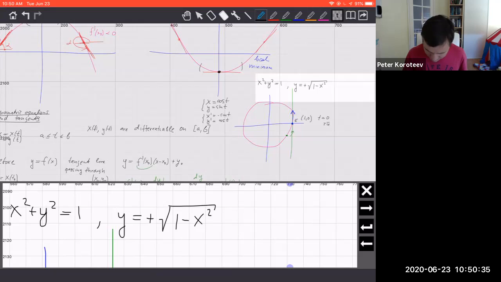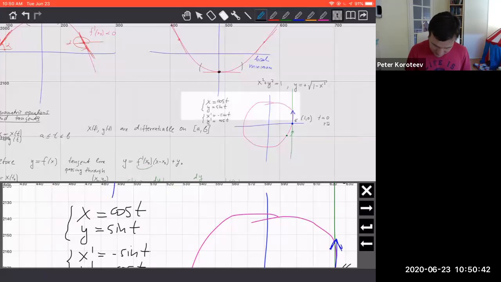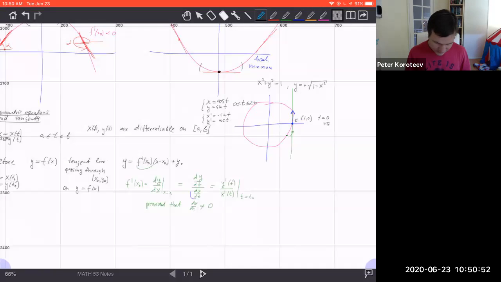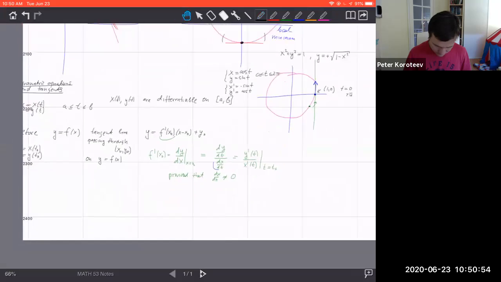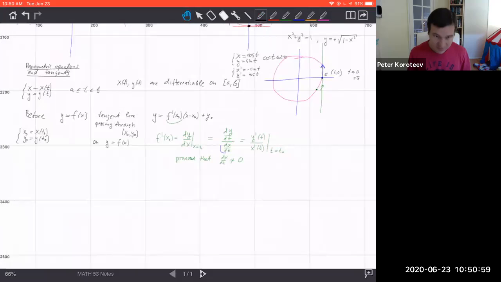Yeah, that is correct. So I wrote here 2 pi, because remember, we define the circle here when t varies between 0 and 2 pi. Okay, we're good on this. Okay, let's get to parametric stuff.